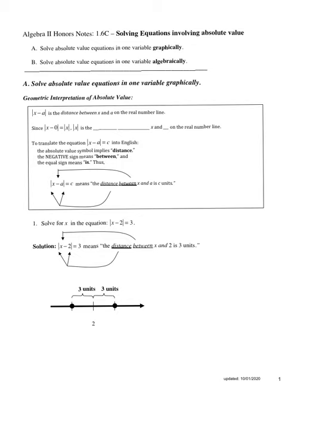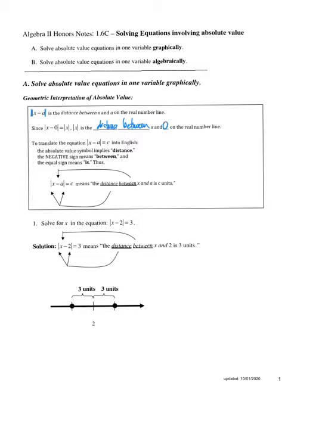So if I have the absolute value, those bars mean absolute value, remember, the absolute value of x minus a, that represents the distance between x and a on the real number line. So since the absolute value of x minus 0 is just the absolute value of x, the absolute value of x is the distance between x and 0 on the number line.